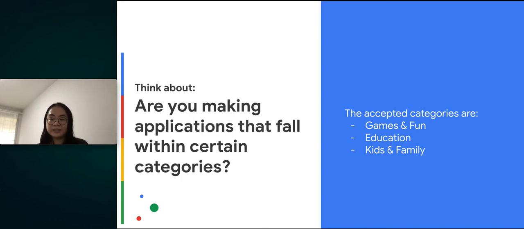Next, are you making applications that fall within certain categories? As of now, only these 3 categories are being approved for Interactive Canvas applications, but that's not to say that they won't ever approve other categories. It's just that it will take some time before it actually happens.